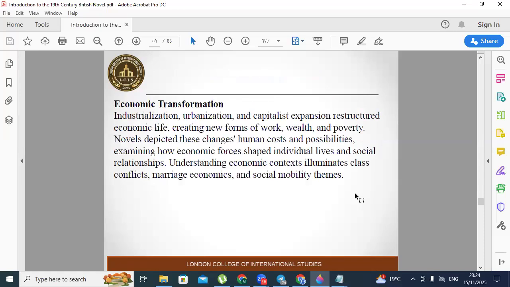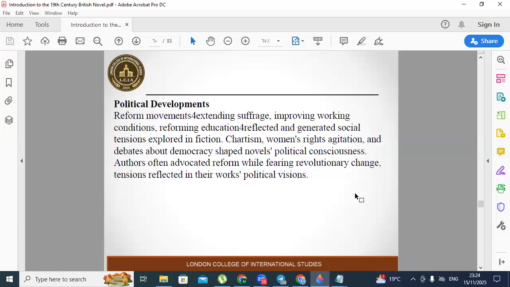Economic transformation. Industrialization, urbanization, and capitalist expansion restructured economic life, creating new forms of work, wealth, and poverty. Novels depicted these changes, their human costs and possibilities, examining how economic forces shaped individual lives and social relationships. Understanding economic contexts illuminates themes of class conflict, marriage economics, and social mobility.